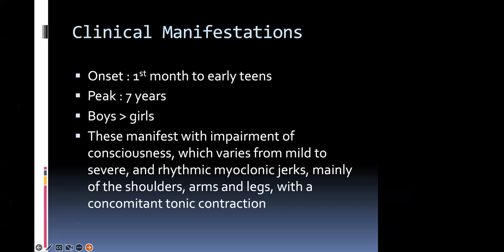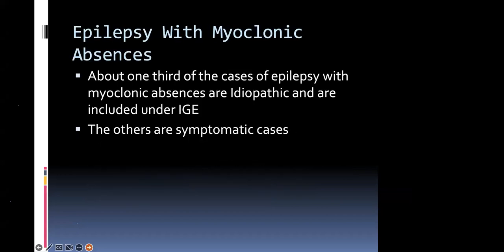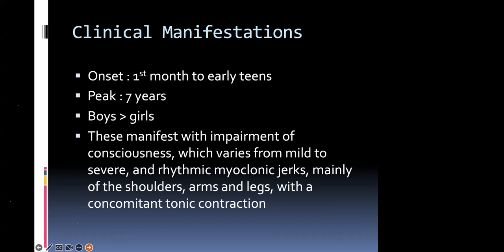Clinical manifestations onset from the first month to the early teens, peak at 7 years, boys affected more than girls. These manifest with impairment of consciousness, which varies from mild to severe, and rhythmic myoclonic jerks, mainly in the shoulders, arms, and legs, with concomitant tonic contraction. So here, the name of the disease, myoclonic absences, means you have myoclonic jerks associated with the absences. Where are the predominant jerks? On the shoulders, arms, and the legs.